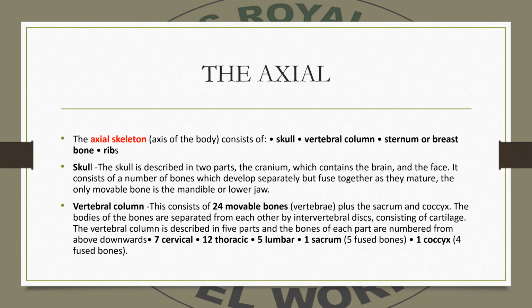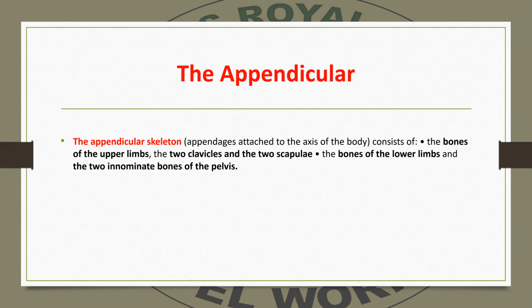Then we've got the sacrum, which has 5 fused bones. When you touch just down here after the 5 lumbar, you find the sacrum. Then you've got 1 coccyx, which has 4 fused bones. These are very delicate, down there at the tail of the spine. Then the appendicular is the one that has the upper limbs and the lower limbs, which also has the bones of the pelvis.